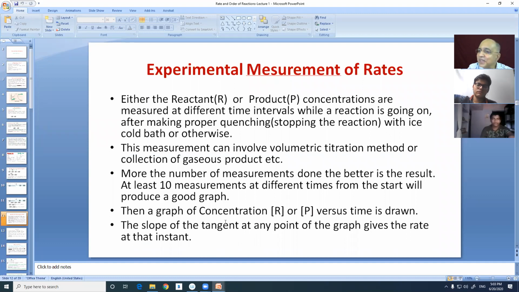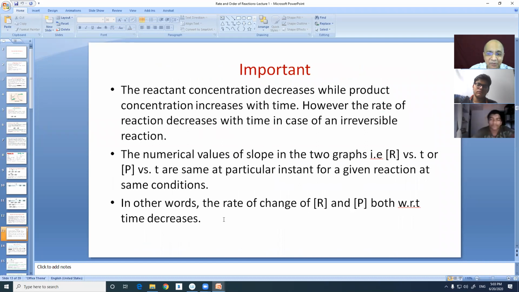Are you listening to me carefully? We have already discussed that. And the important thing that I have already told you: the reactant concentration decreases while product concentration increases with time. However, the rate of reaction decreases with time in case of irreversible reaction.